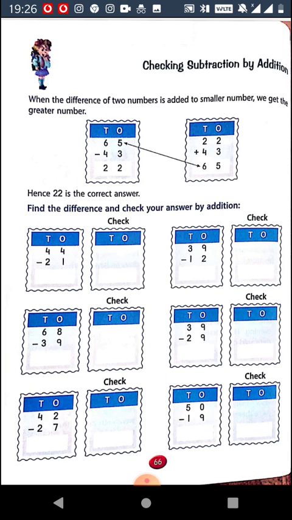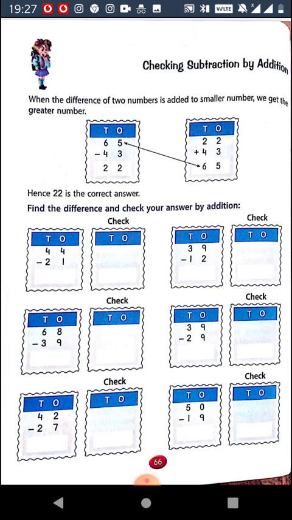So we have done subtraction of two-digit numbers in expanded form and vertical subtraction without regrouping. We have done word problems also. Now today I will be explaining how we check subtraction. That means how we check whether the answer is correct or not.